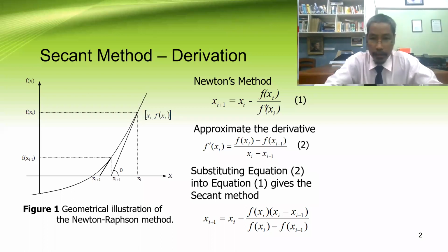Okay, secant method, how is it derived? We have Newton's method, the familiar formula of the Newton-Raphson method: xi plus 1 is equal to xi minus f(xi) over the first derivative f'(xi). Let us use this equation to approximate the derivative. So we have this type of formula from our calculus.